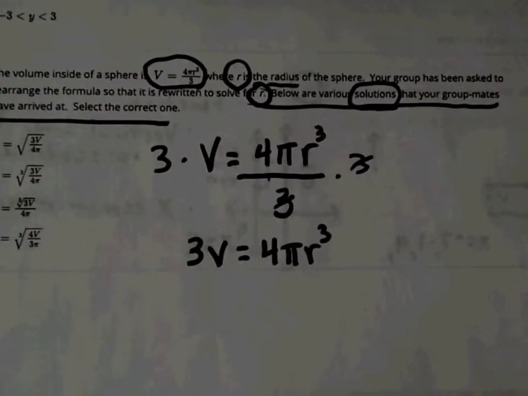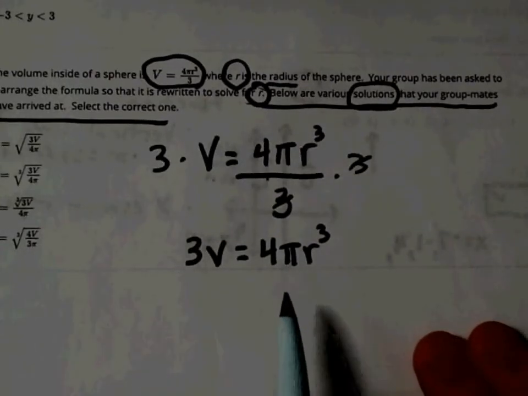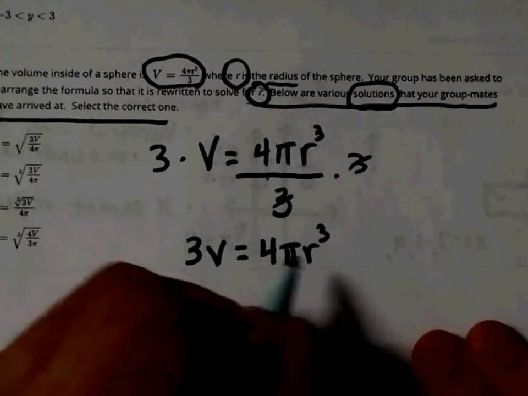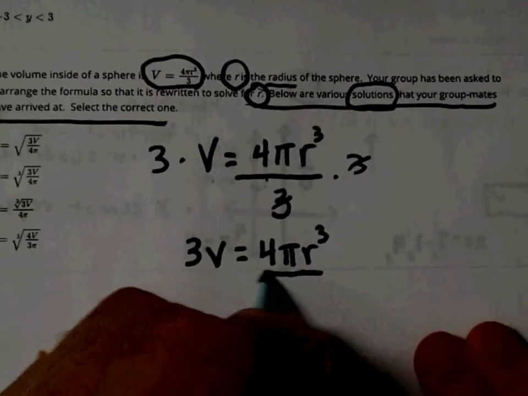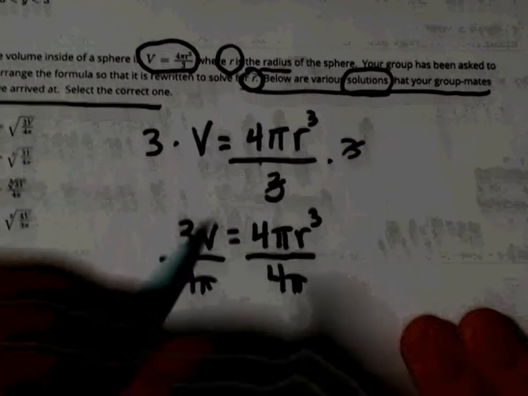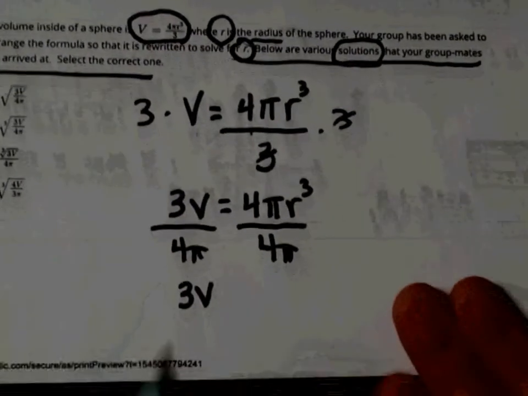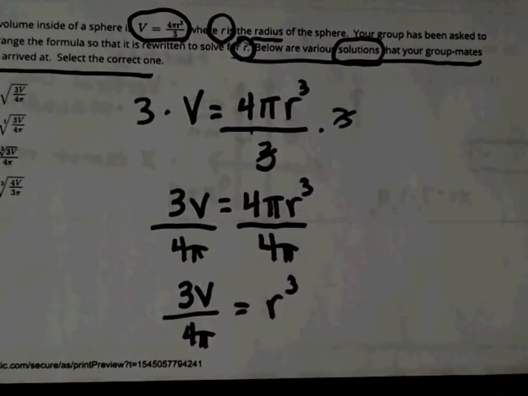4 pi r cubed. What do I know about 4 pi? Are those numbers? If I put 4 times pi in my calculator, do I get a number? I do, right? Because this is a symbol that represents the number 3.14. Okay? And so therefore, if those are numbers, how do I get them off the R? Well, they already are multiplied, aren't they? Right, so I'm going to divide by them. Okay, and so I'm left with 3v divided by 4 pi equals r cubed.